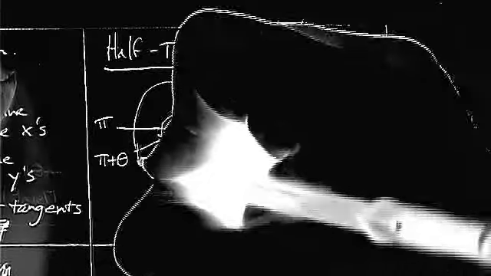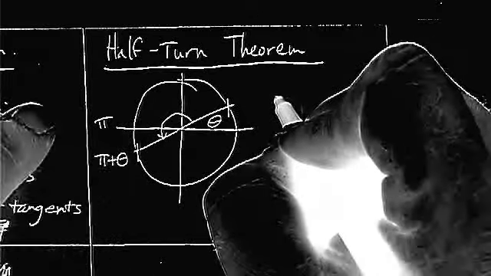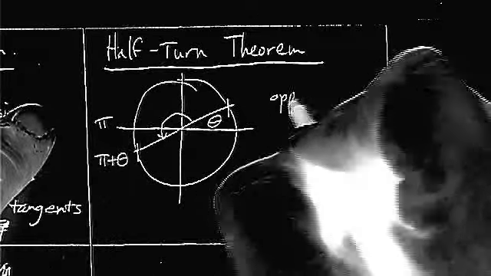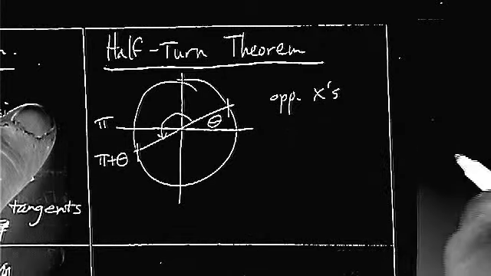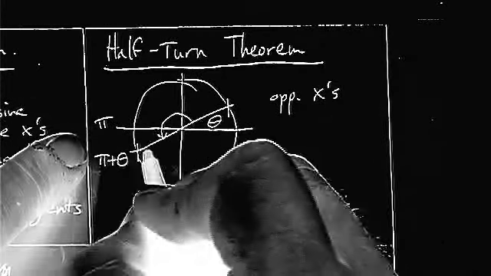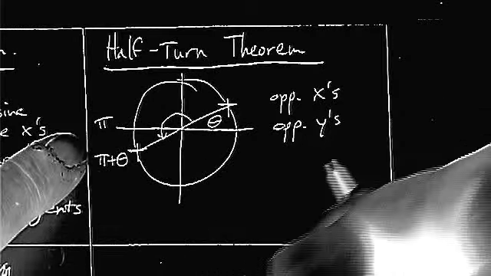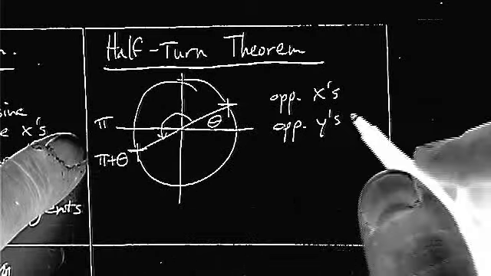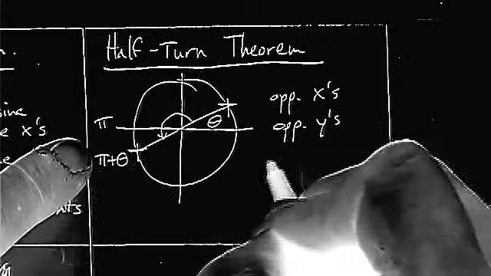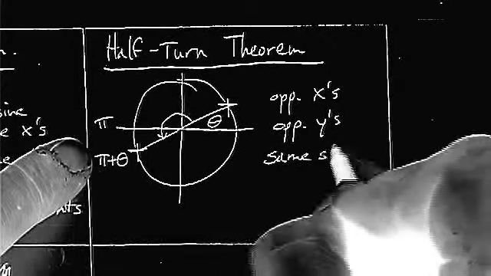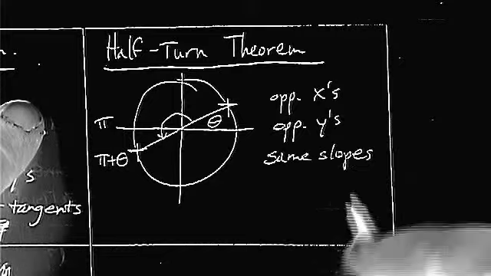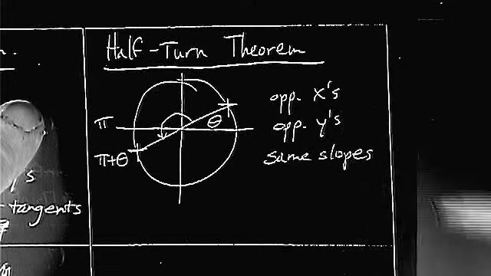So what do we think about the x values? We have opposite x's. Those are your cosines. We have the opposite y's, right? Those are your sines. And what about the slopes? Same slopes. That would be your tangents. So cosines, sines, tangents.